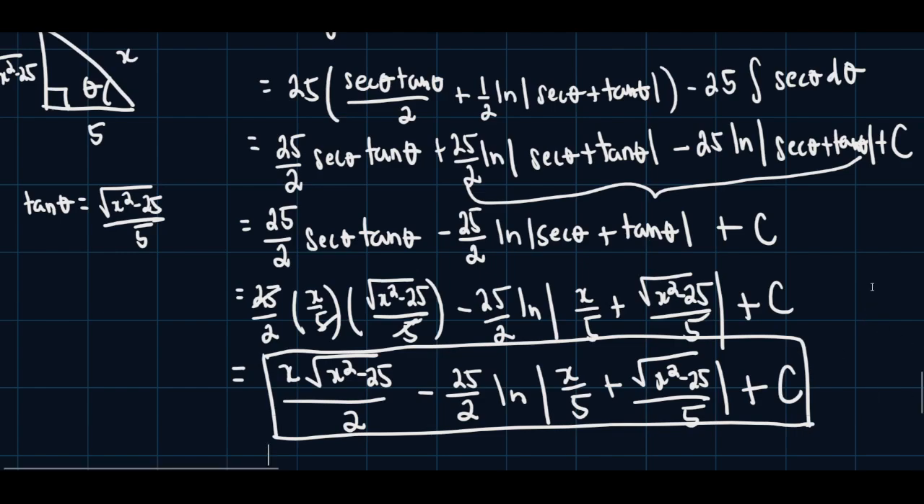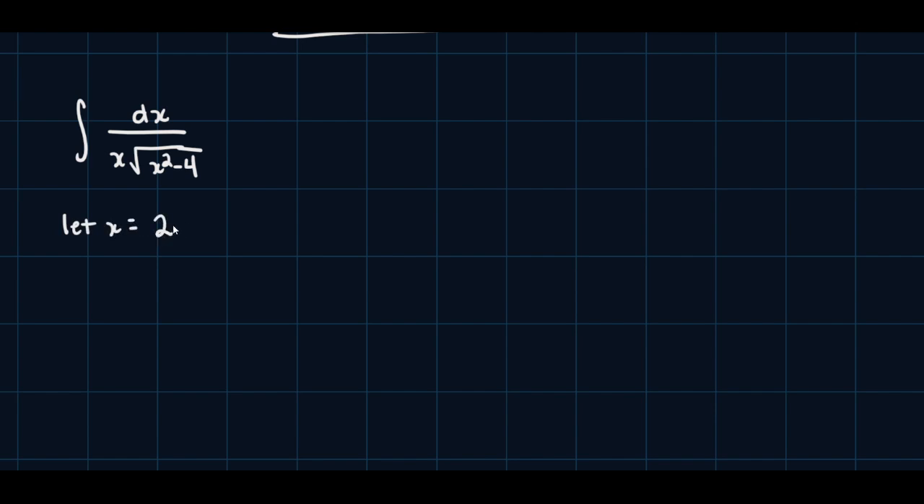Okay, now for our last example, let's consider this one. So integral ng dx all over x square root of x squared minus 4. So we let x be equal to 2 secant theta. This of course will mean that dx is 2 secant theta tangent theta d theta.